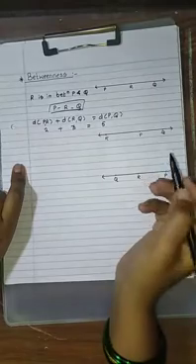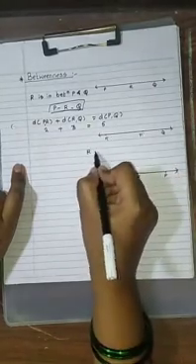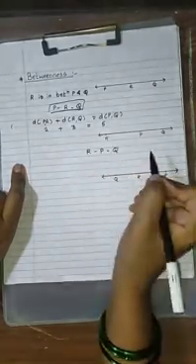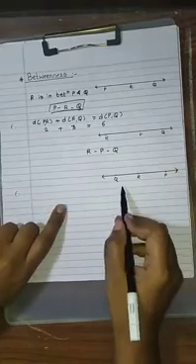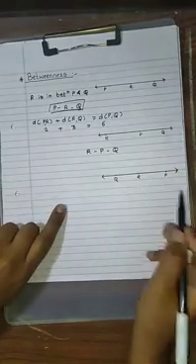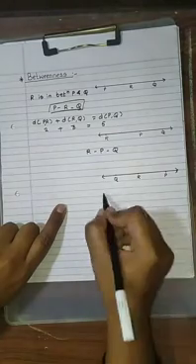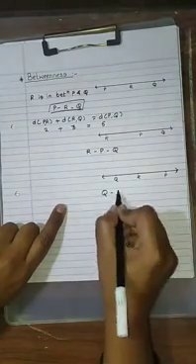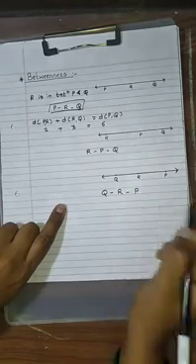Similarly you can see in the second diagram, P is in between R and Q. How will you write it in mathematical way? You will write it as R-P-Q. In the third diagram you can see R is in between Q and P. How will you represent it in mathematical way? You will write it as Q-R-P.